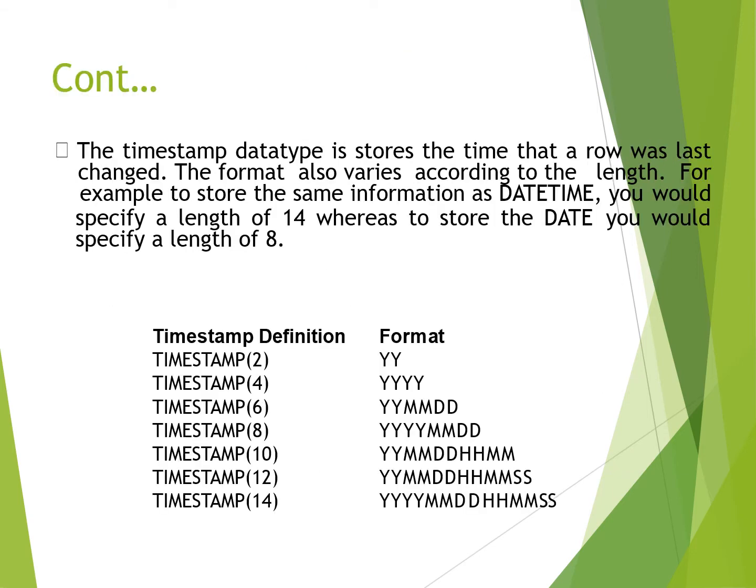The timestamp data type stores the time that a row was last changed. The format also varies according to the length. For example, to store the same information as datetime, you would specify a length of 14, whereas to store the date, you would specify a length of 8. Timestamp definition. Timestamp also includes the variation length, with timestamp 2 equal to year and up to 14, which also includes the seconds.